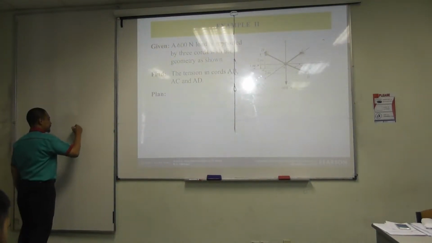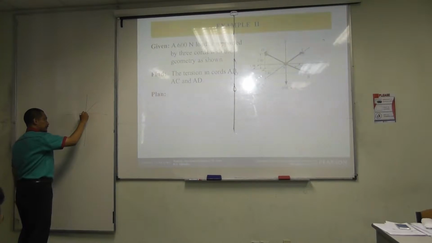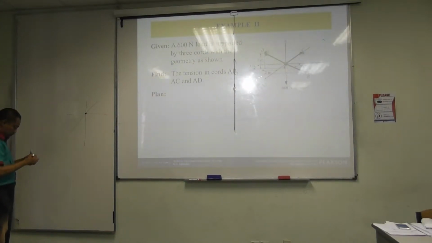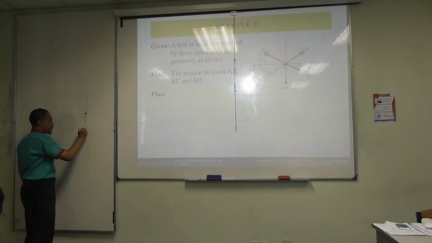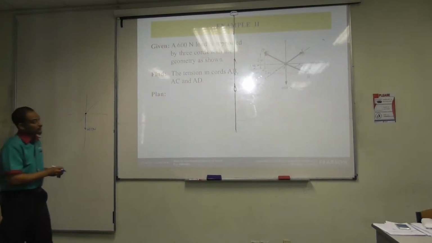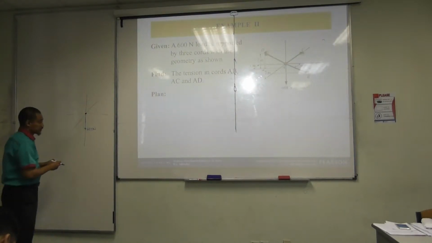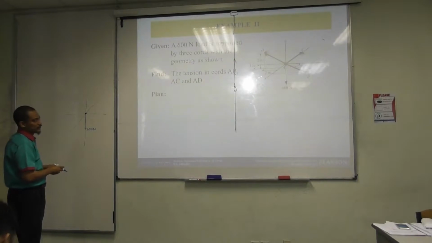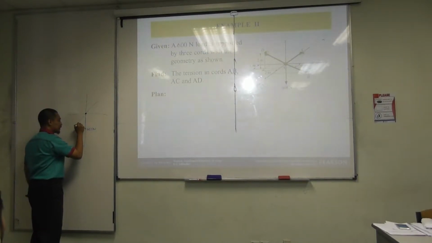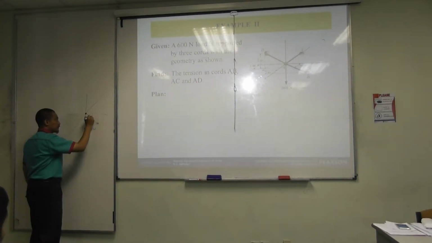So if we consider this as the axis, okay, and this is the particle A. Basically we have the 600 Newton going straight down, and then to replace the cord from A to B, we draw the force, and that cord is on the XY plane, right? So it's something like this, and it's there with the angle of 30 degrees.